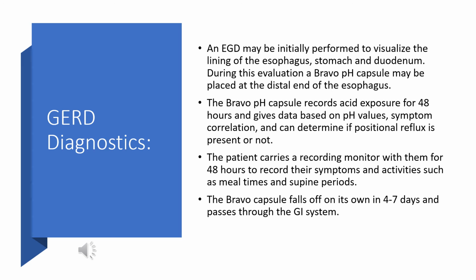Since GERD is a diagnosed disease, there are many testing options which we rely on for accurate information. An EGD, as mentioned before, is initially performed to visualize the lining of the esophagus, the stomach, and the duodenum, and during this evaluation, the Bravo pH capsule can be placed at the distal end of the esophagus. The pH capsule records acid exposure for 48 hours and gives data based on pH values, symptom correlation, and it can determine if positional reflux is present or not.